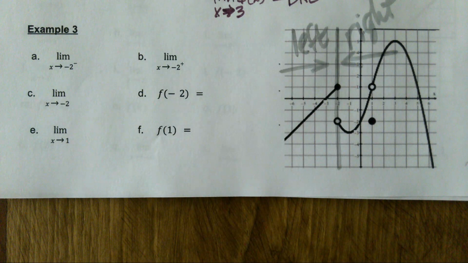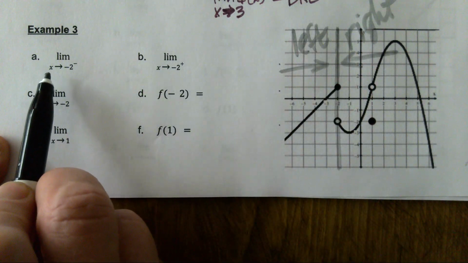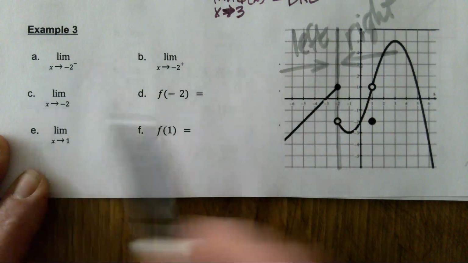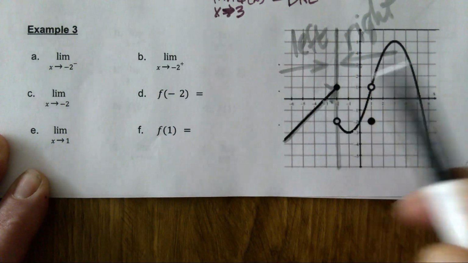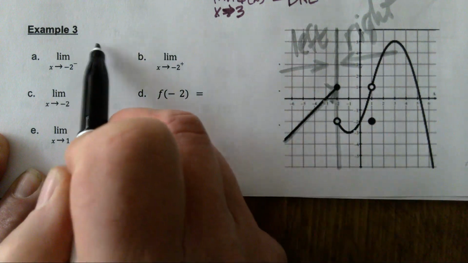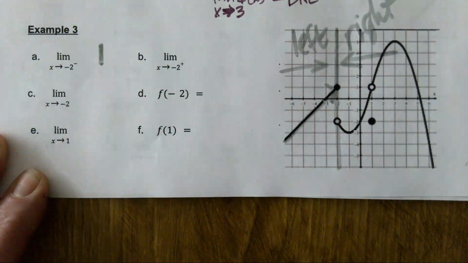All right? So, the first one says, find the limit as x approaches -2 from the left. So that means I'm going to follow this graph, follow this graph, follow this graph until I hit that wall. What's the y value? 1. Beautiful. Okay, so this is what a problem will look like.